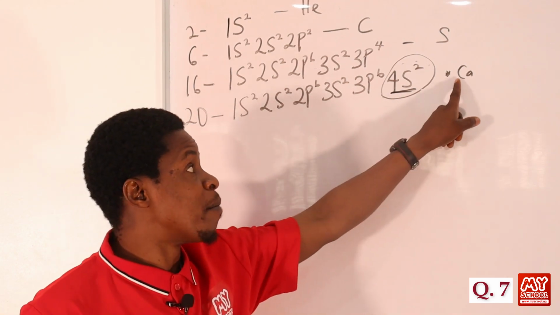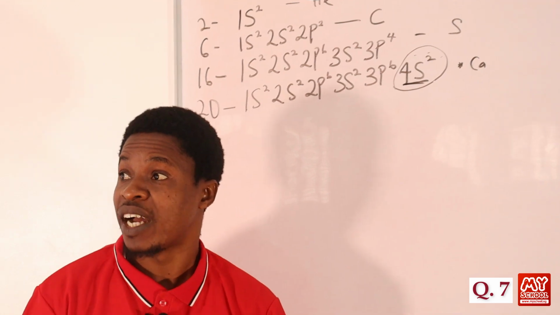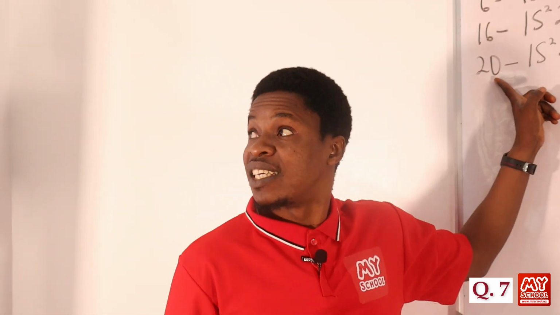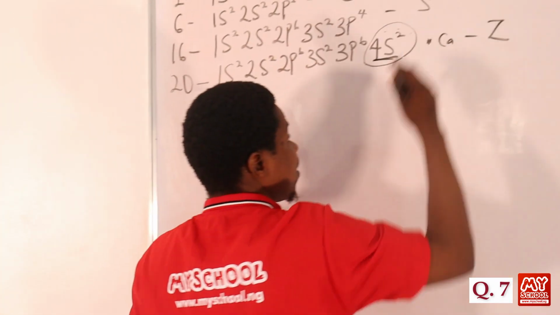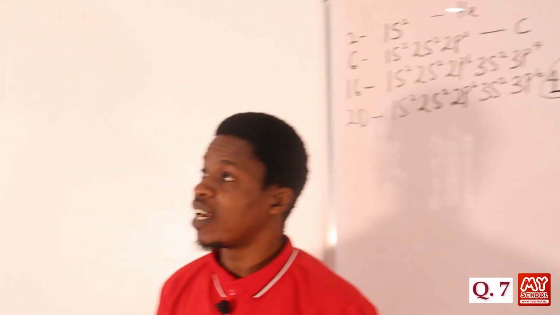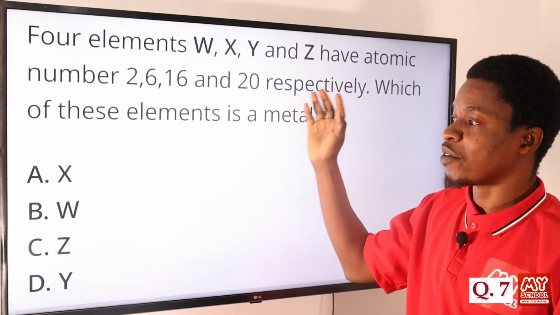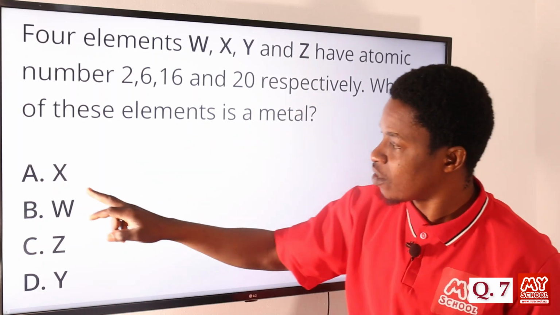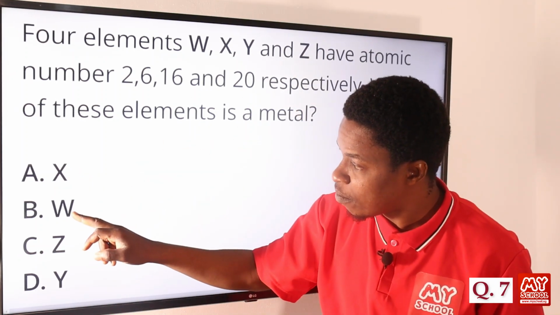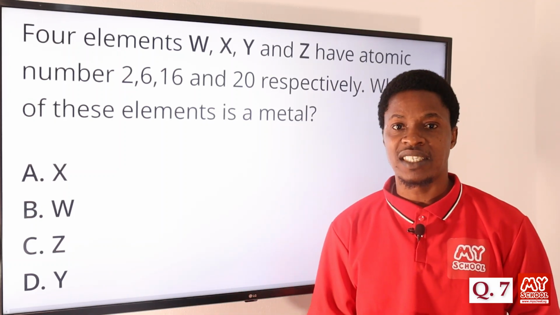So the metal among them is just the one with 20. Which element is that? From the options, that is Z. Okay, so that's Z. Let's move on to the board now. Let's see what we have. The question says, which of these elements is a metal? We already saw that it is the one with 20, which is Z. So option A, no. B, no. C, yes, option C is the correct answer, Z.